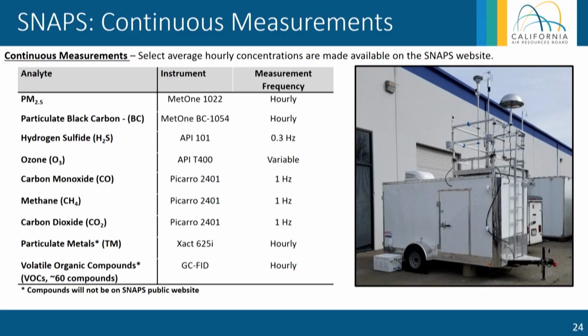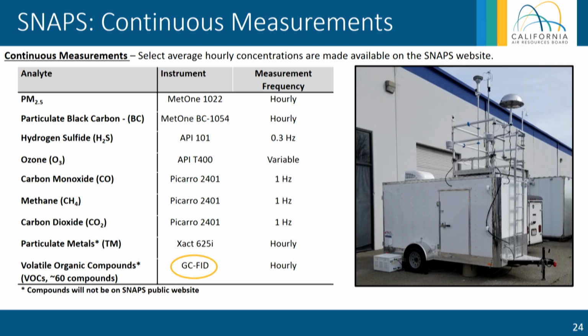So here's a picture of our SNAPS monitoring trailer. You can see all our inlets here at the top. This was done during our break-in period at our laboratory, so this is not in Lost Hills. This is in Sacramento, making sure everything worked before we drove down there. So you can see the list of instruments we're using for each one. Everything is hourly or faster, and for those faster, we're reporting an hourly average for that data.